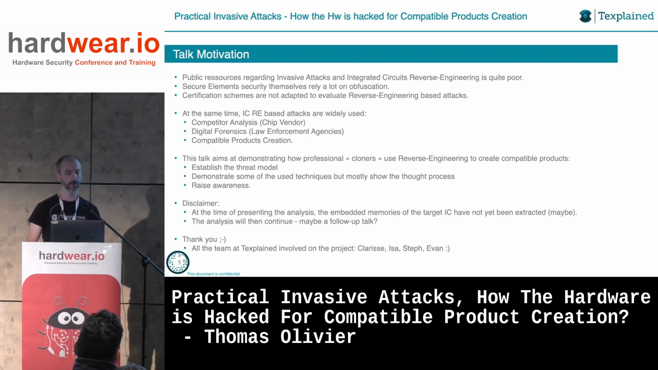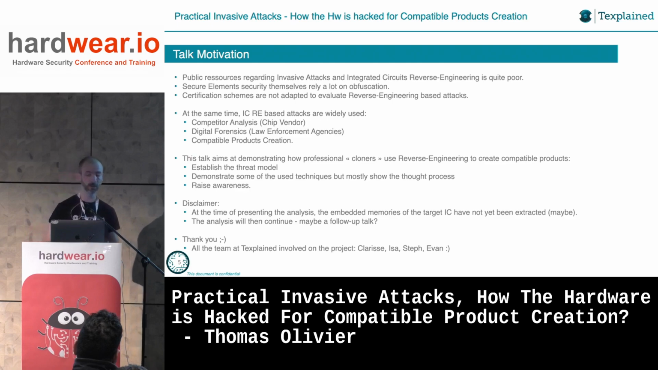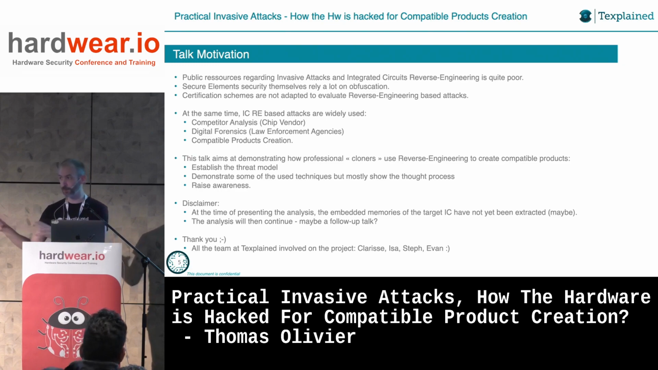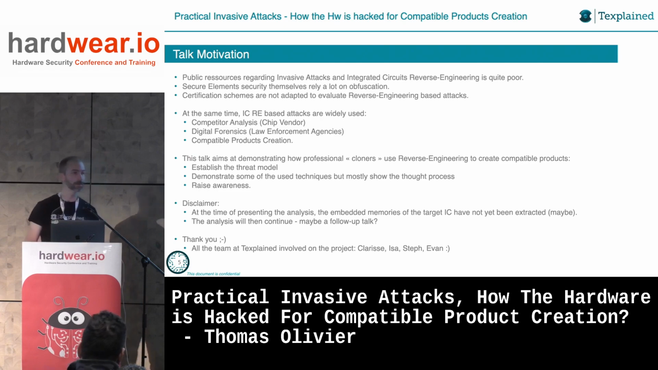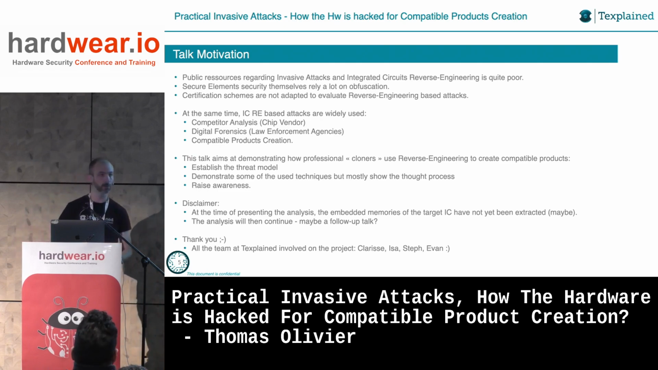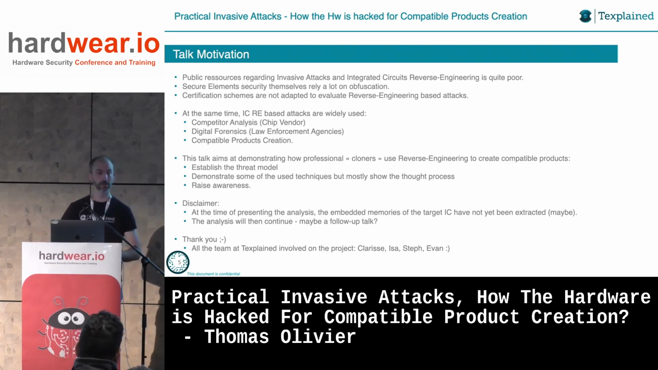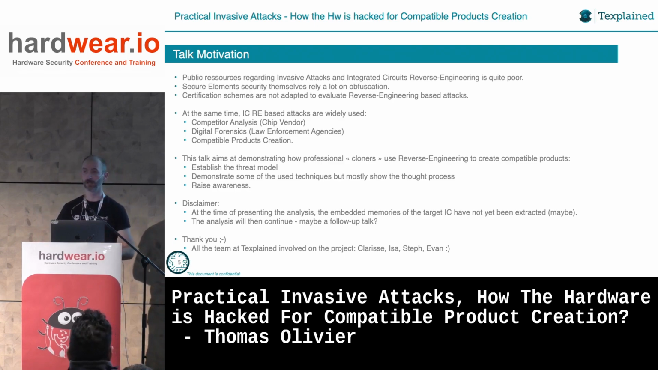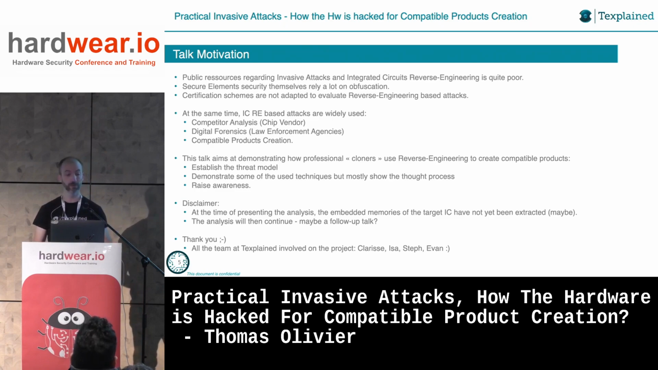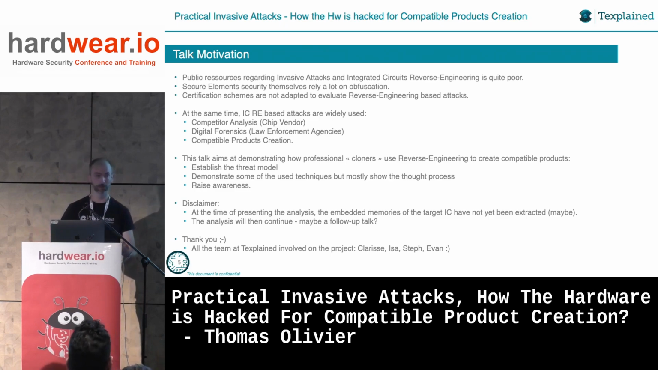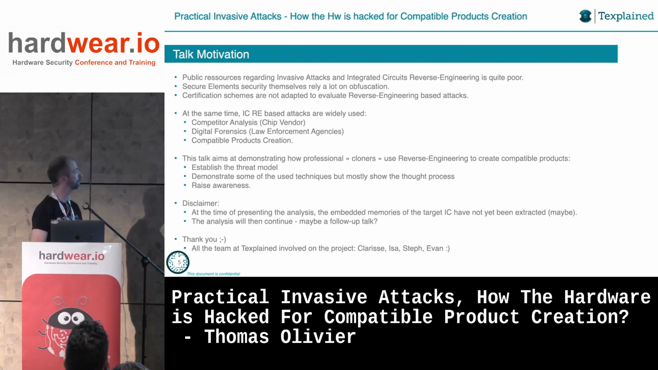There's a number of people that are using those techniques, and it's growing big. You know, like when I started 18 years ago, reverse engineering chips were like something for the mad people, right? But now it's done a lot by the chip vendors themselves for competitor analysis, but also by the digital forensics guys, like the law enforcement agencies are using this to extract evidences from like encrypted products, let's say. And then we have like this compatible product creation that I want to talk about.